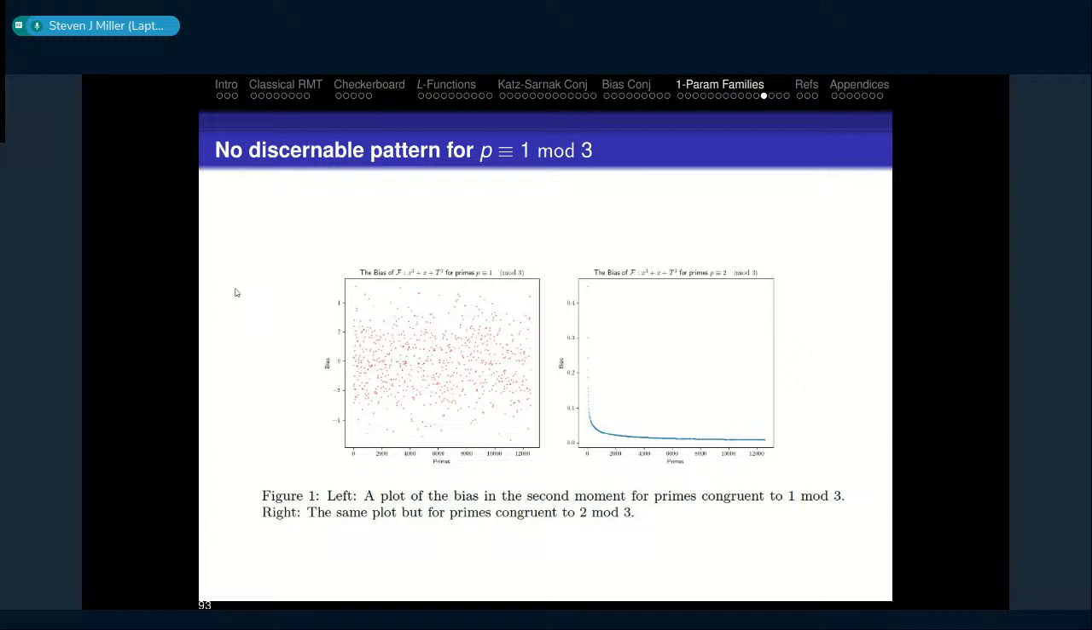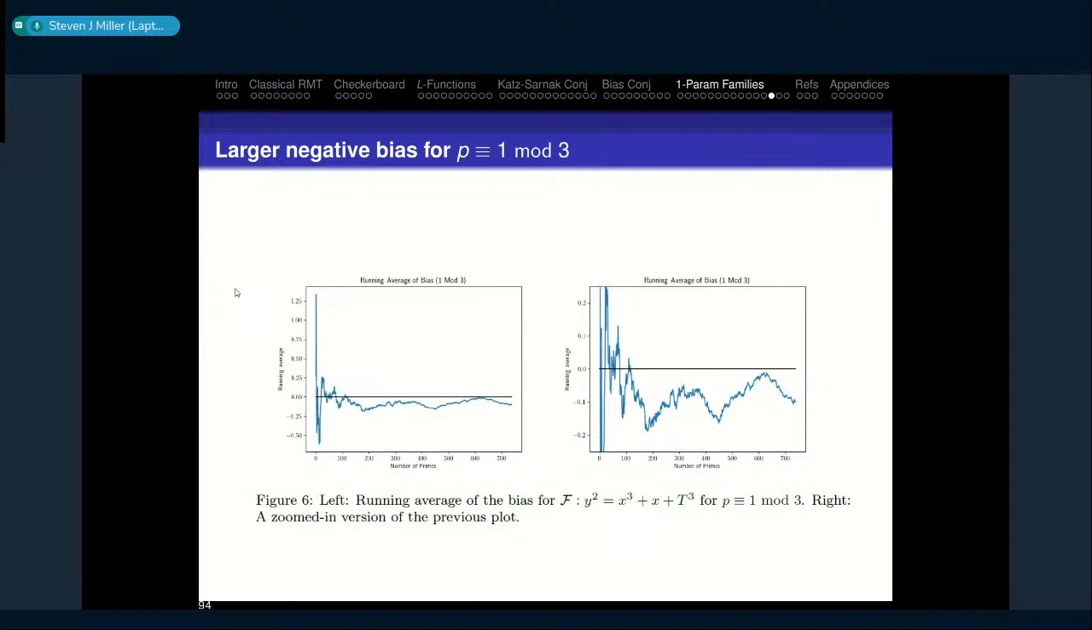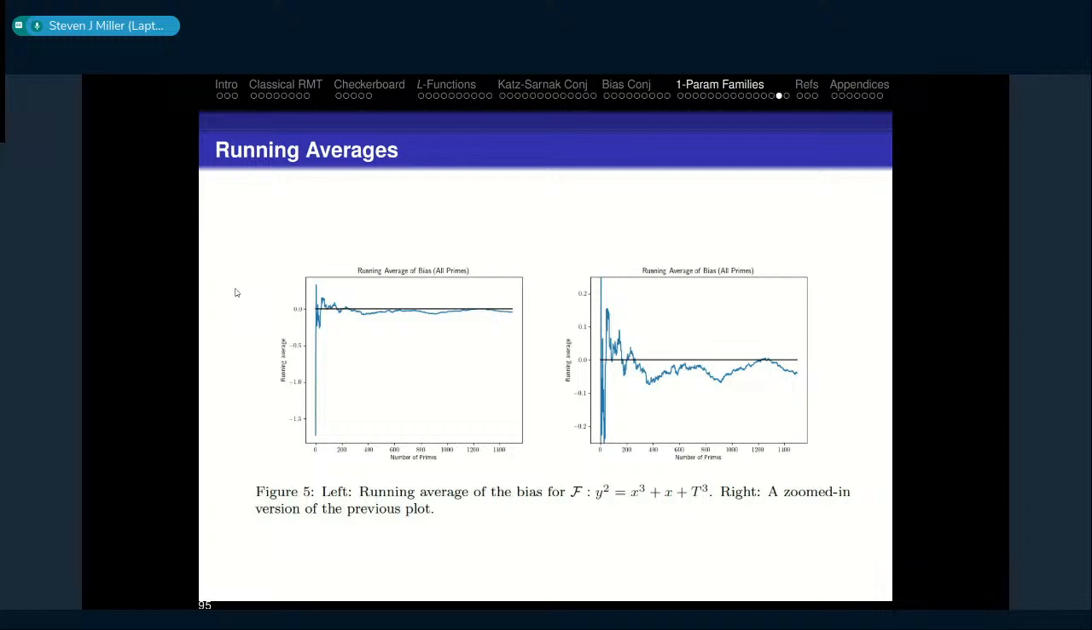So one of the things we started to look at was the negative bias for the primes that are 1 mod 3. Let's look at a running average. When we look at the running average, it's very quickly stabilizing. And it does look like there is a bit of a negative bias for the primes that are 1 mod 3. When we then look at the running average of everything, it does look like there is a small negative bias, although the running average does become positive for some small amount of time, but most of the time, the running average does seem to be negative.